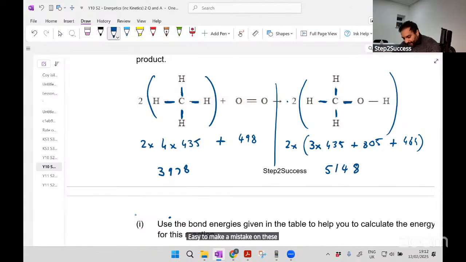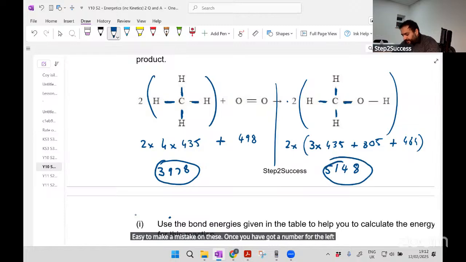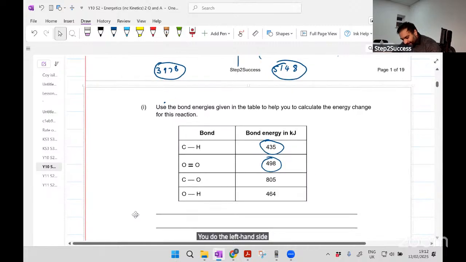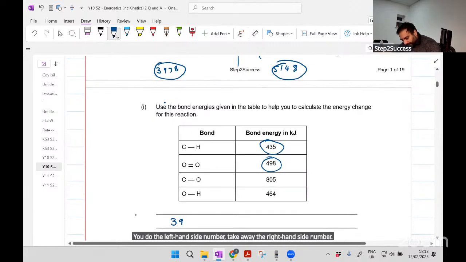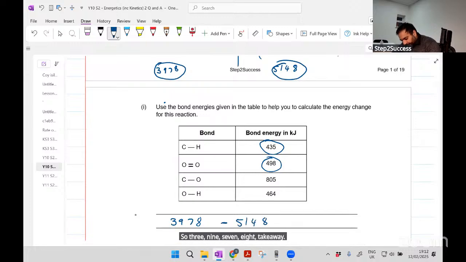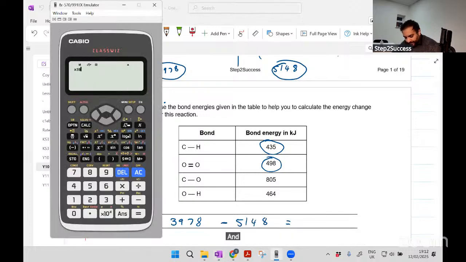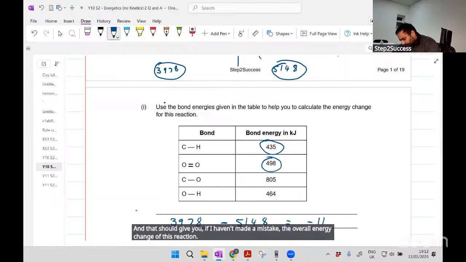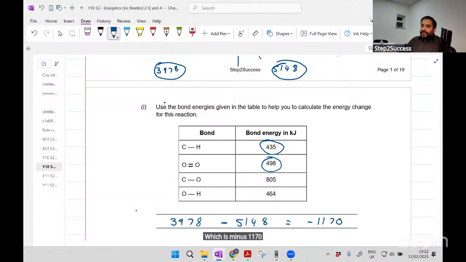Once you have got a number for the left-hand side, a number for the right-hand side, you do the left-hand side number, take away the right-hand side number. So 3978, take away 5148. And that should give you, if I haven't made a mistake, the overall energy change of this reaction, which is minus 1170.